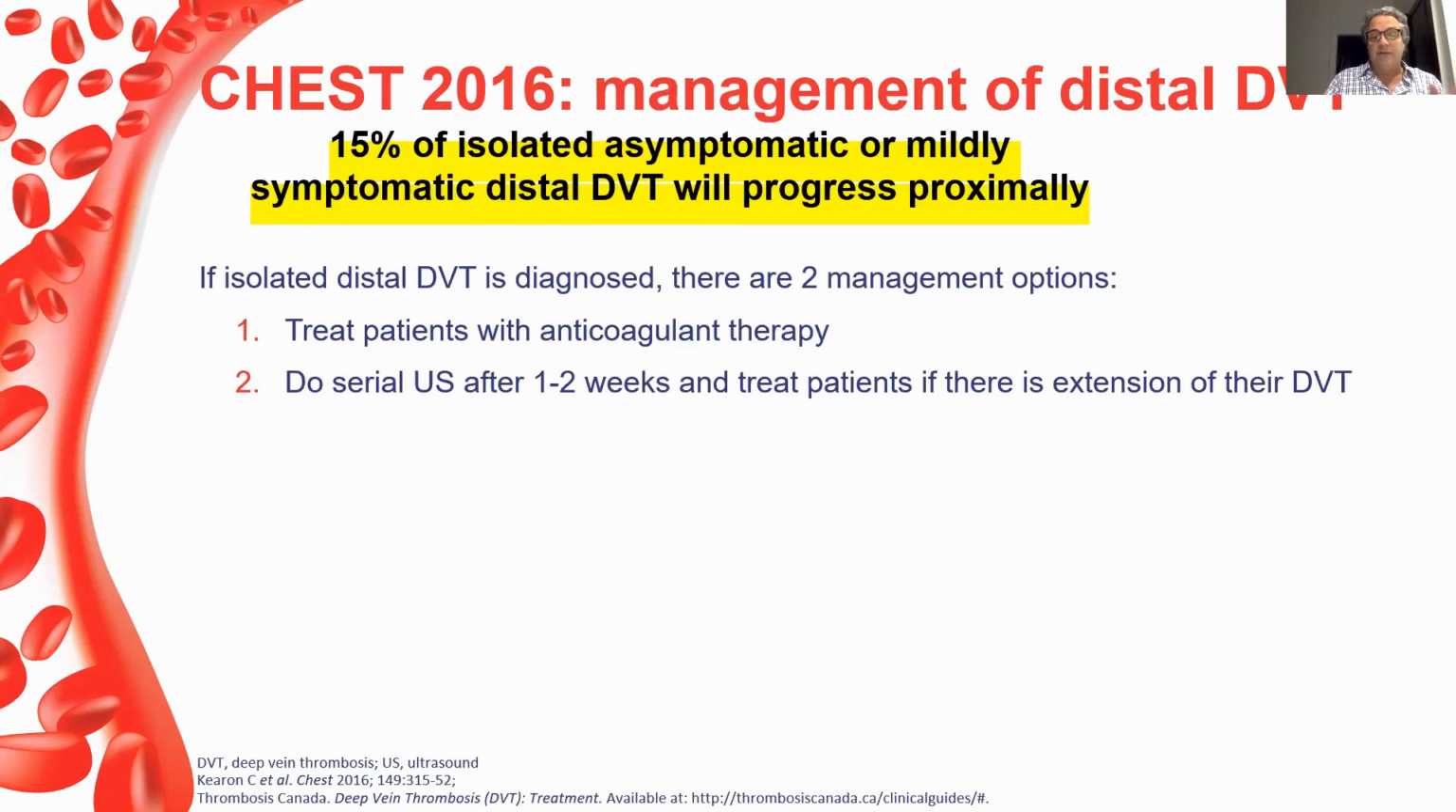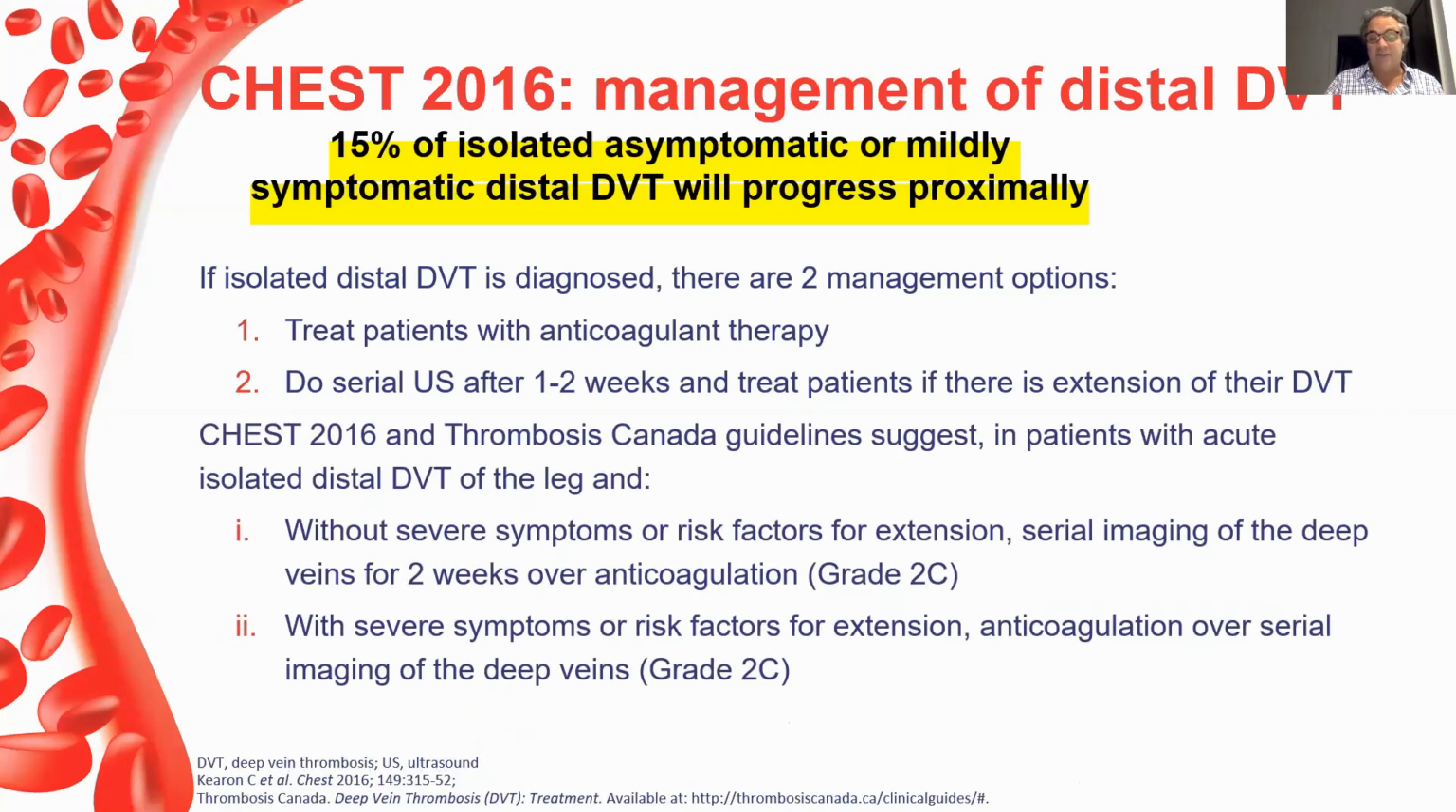You have 2 choices: treat her with anticoagulation therapy or do a serial ultrasound after 1 to 2 weeks and see if there's extension. But CHEST and Thrombosis Canada both suggest serial imaging is enough if they don't have any severe symptoms or risk factors. But if they have severe symptoms or risk factors for extension, they should be treated.